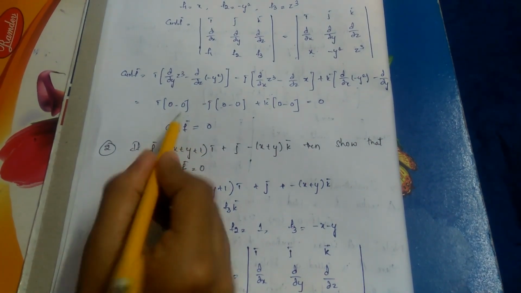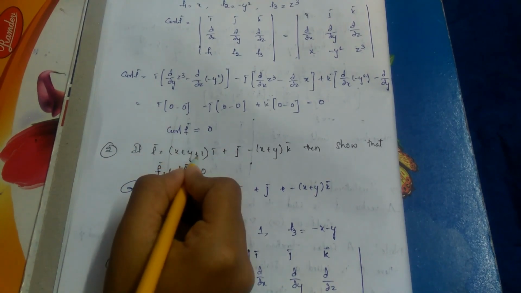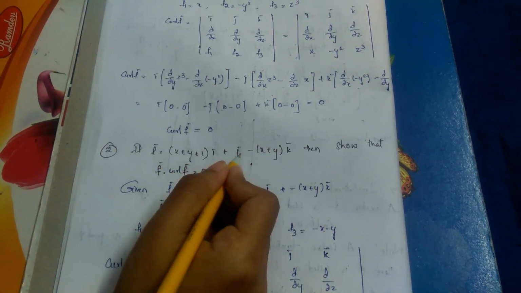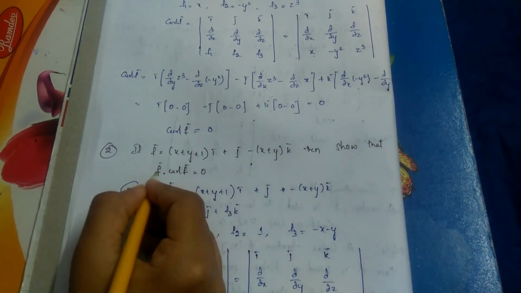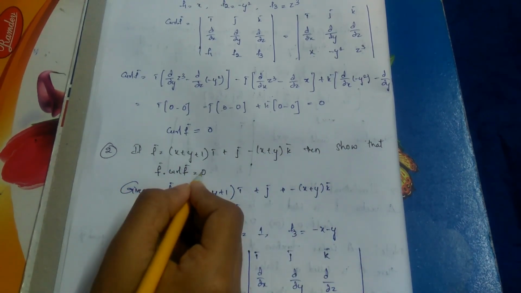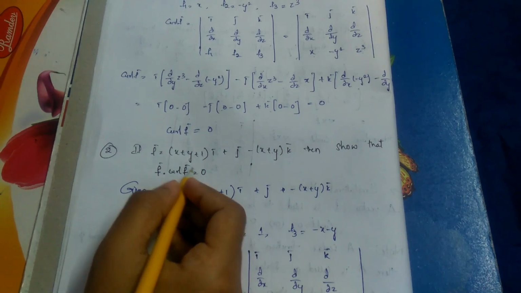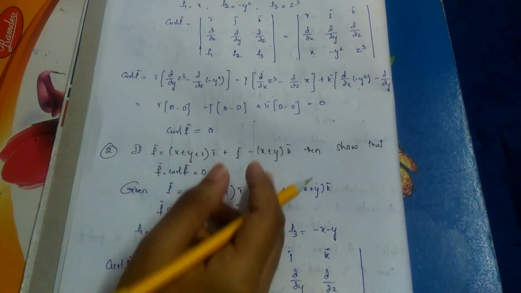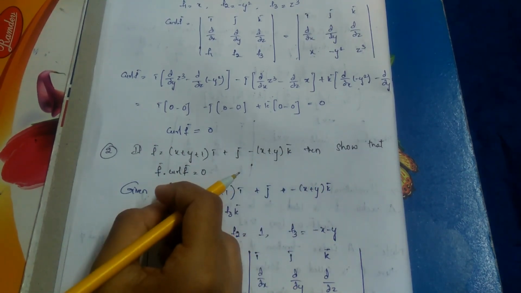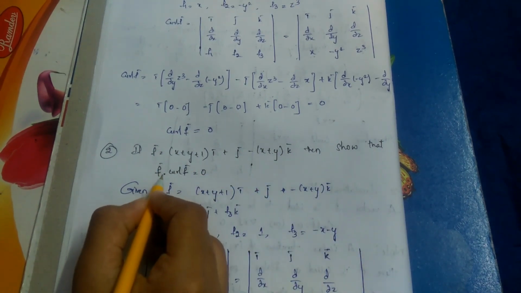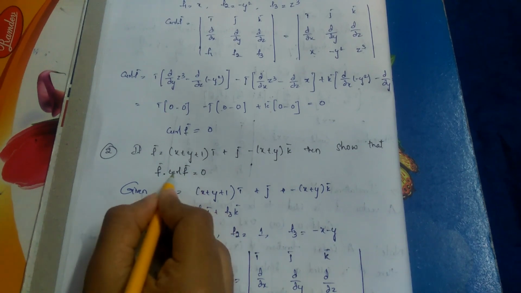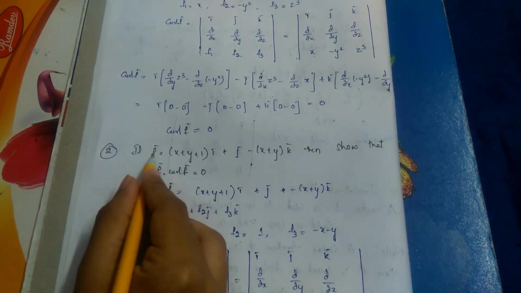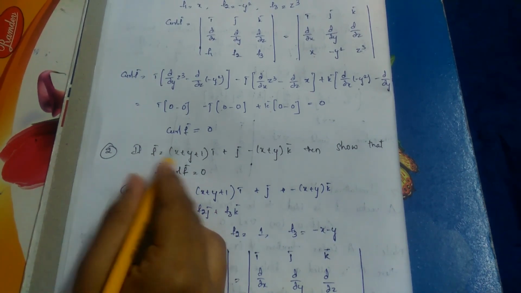If F bar is equal to (x plus y plus 1) i bar plus j bar minus (x plus y) k bar, then show that F bar dot curl F bar is equal to 0. So the vector form of F bar is given, and we have to prove that F bar dot curl F bar is equal to 0. So in this question we need the curl F bar.